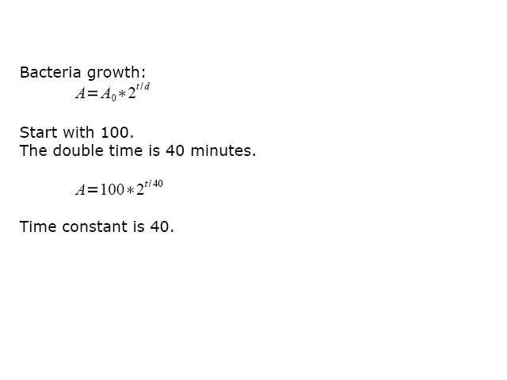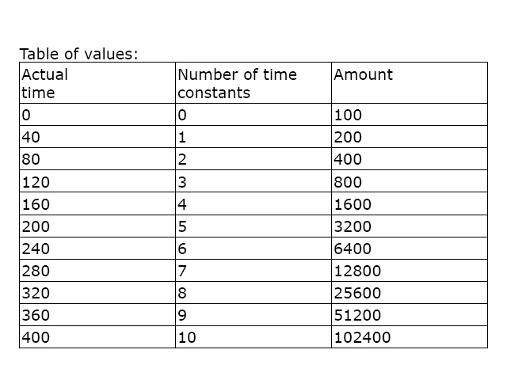So here's the typical equation for bacterial growth. You should know that pretty well now. A naught times 2 to the t over the doubling time. Let's say the doubling time is 40 minutes and you start with 100. A0 is 100. So this is your equation. The time constant is 40, so we'll count by 40 and get some data points. And here's the actual time.